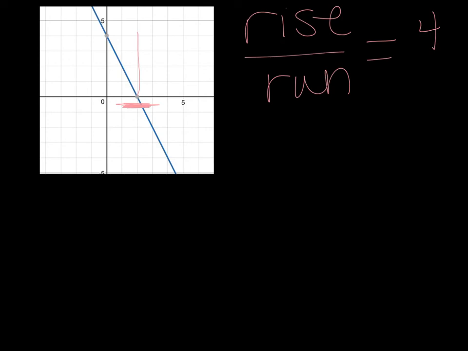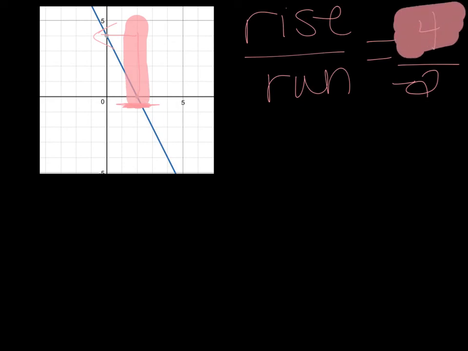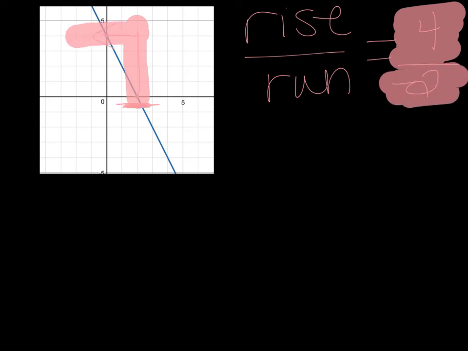Now we have to calculate the run, so we have to see how much we go over. Please note that we're going to the left, so that means that we're going to have a negative number in there. So we went over -2. The reason why it's a -2 is because we're looking at the direction that we went in. So please note that we went in a positive direction when we went up for the top number, but when we went to the left, we went in the negative direction. So that's why our bottom number is a -2.